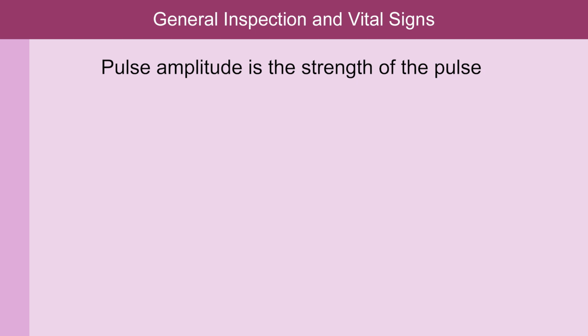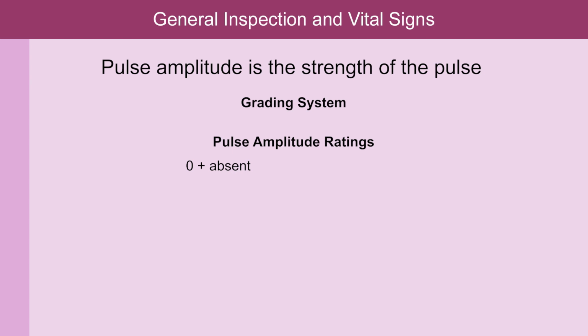Pulse amplitude. That is the strength of the pulse, and there's a grading system used. So if you cannot feel any pulse at all, count it as 0. That would be absent pulse. But if you ever find somebody with no pulse, you want to do something about it. You cannot just kind of go ahead and document it as such.